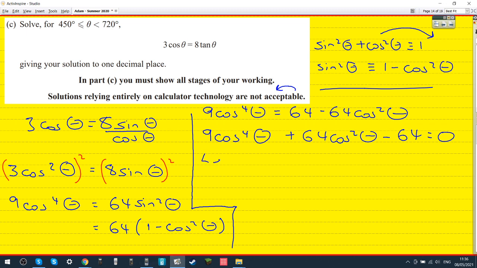No, we're all right. Remember we let the smaller one be equal to something? Oh yeah, cos squared would be like u or something. Yeah. So what do you get? You get 9u squared. Oh no, cos theta is also u. Plus 64u minus 64. Yeah. And then you can solve as a quadratic.